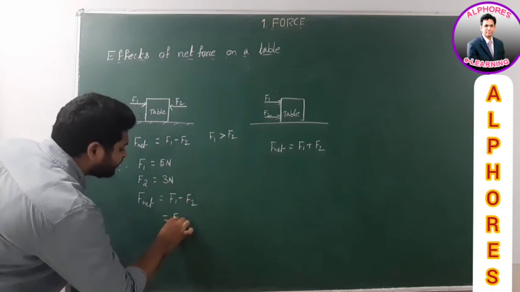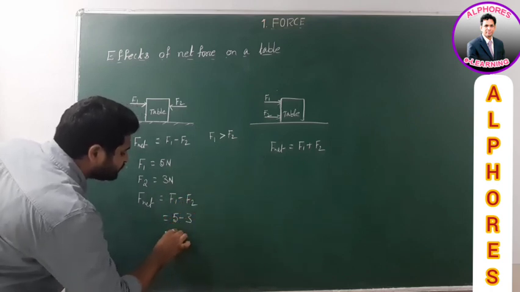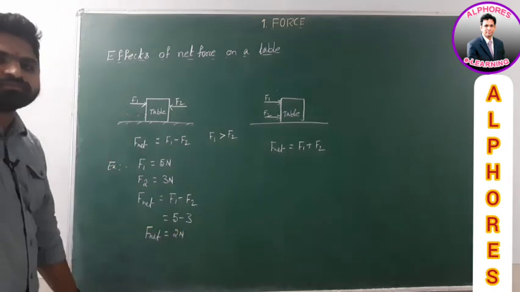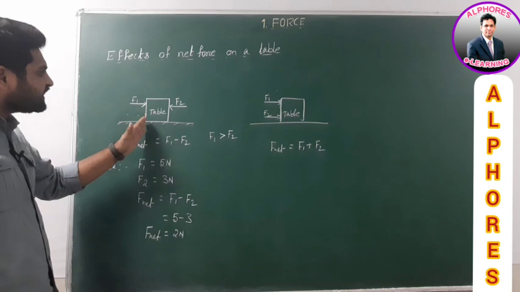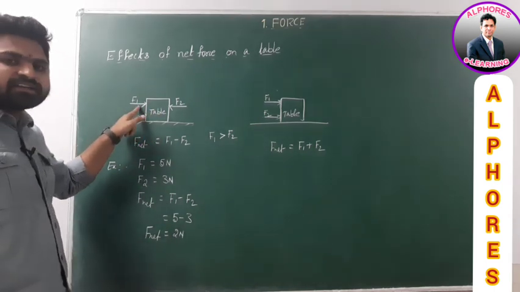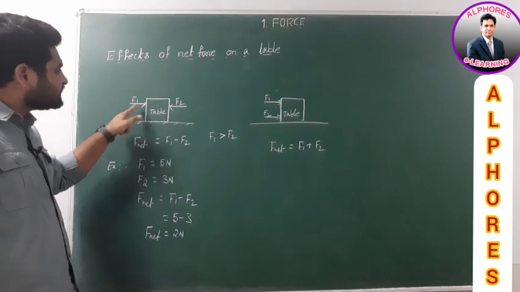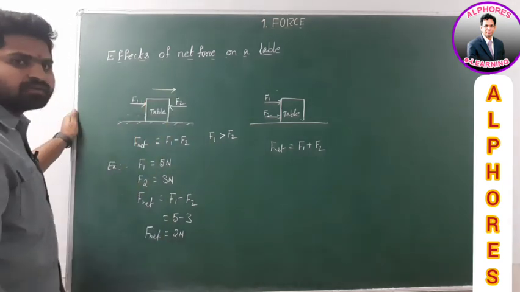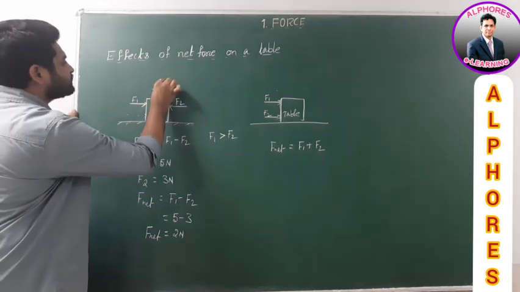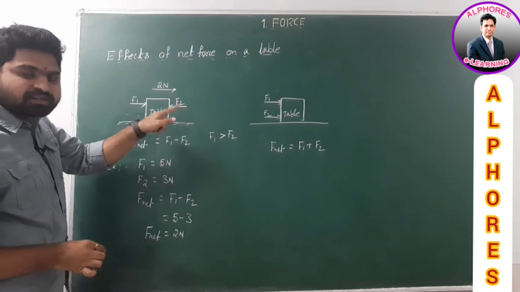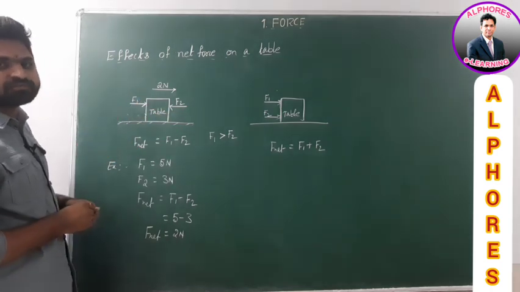As F1 is 5, F2 is 3. So 2 Newton. So the net force is equal to 2 Newton. Now tell me in which direction the table is moving. As F1 is greater here, the table is moving in the direction of F1 with a force of 2 Newton.